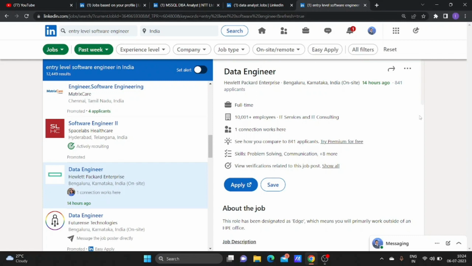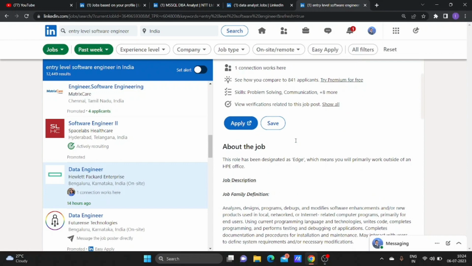Okay, so the first job I am going to discuss is data engineer. The company hiring is HP, Hewlett Packard Enterprise. The work location is Bangalore, and they posted it on LinkedIn 14 hours ago.